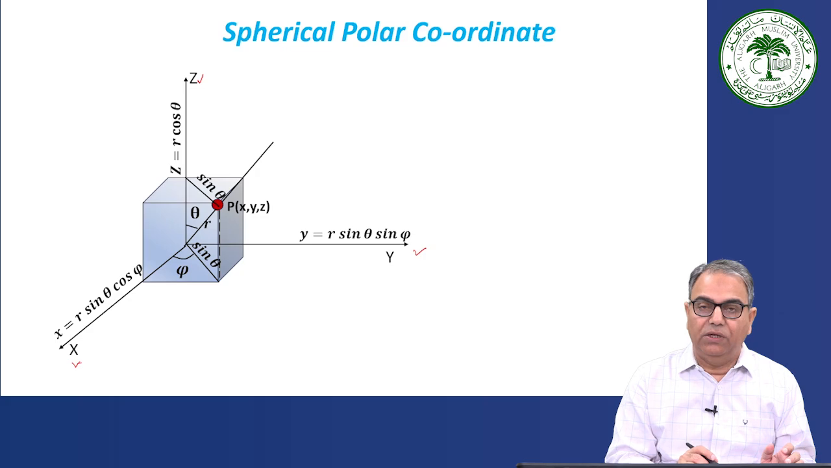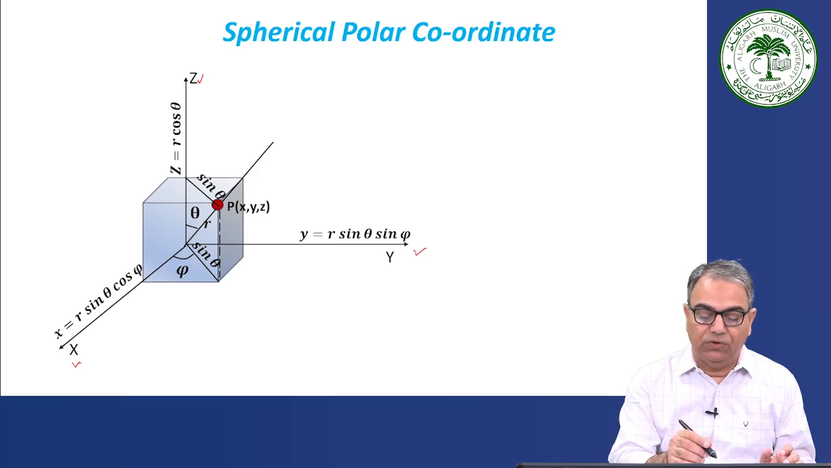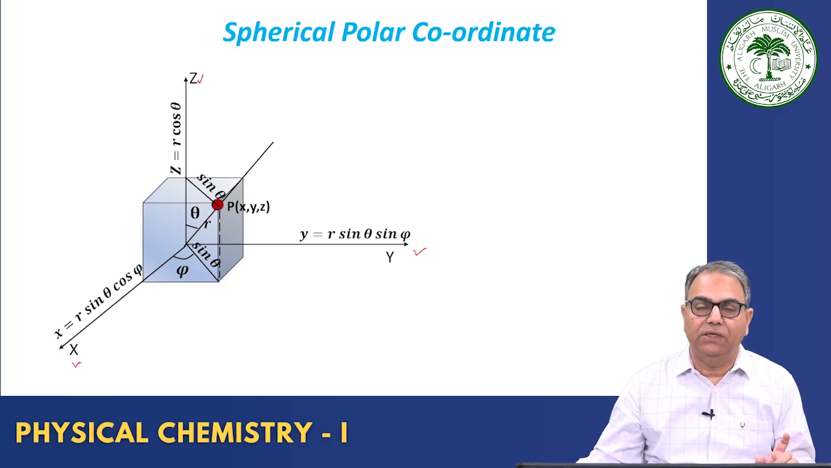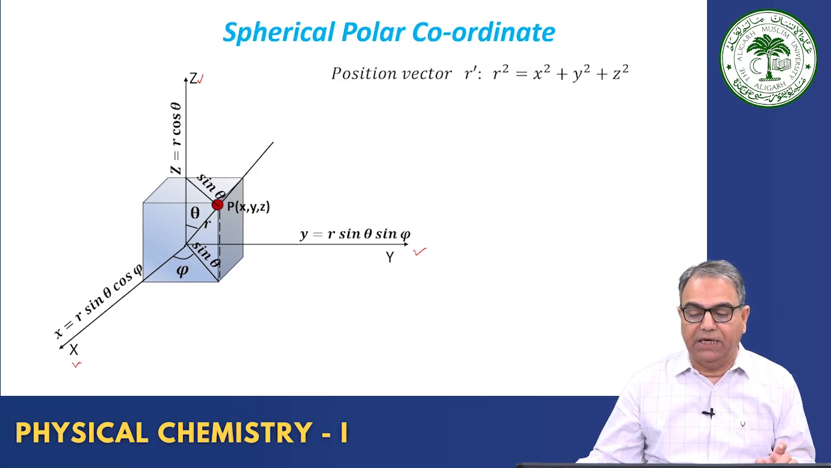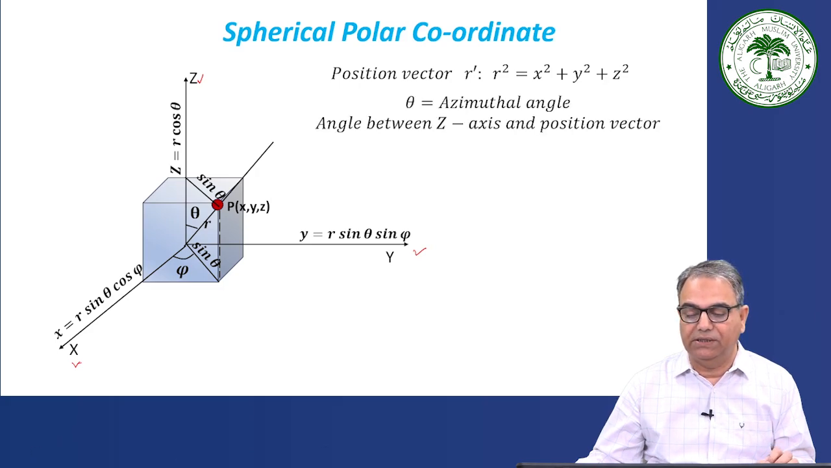If you have to give the position of a particle at a particular point in Cartesian coordinates, you write three coordinates x1, y1, z1, and the position is defined. In spherical polar coordinates, the particle is shown in red with p written. The first thing you calculate is the distance of the particle from the origin, and this distance is shown as r. So r is the first coordinate of spherical polar coordinates. We say r is the position vector, and r square is equal to x square plus y square plus z square.